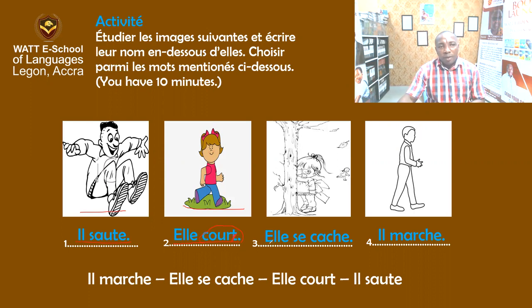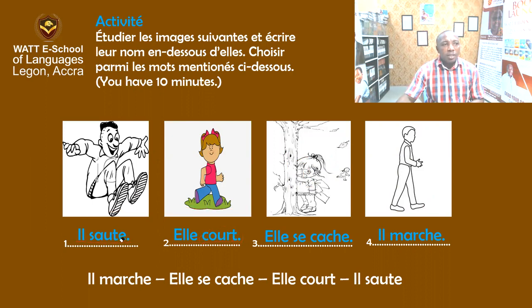Okay. The number three, elle se cache. You see the lady here behind the tree. This is a tree, and she's behind. So elle se cache. That is, she hides. Look at the man, the steps that he's making. So it means that he is walking or he walks. Il marche. Okay. So you say il marche to say that he walks. Il marche.